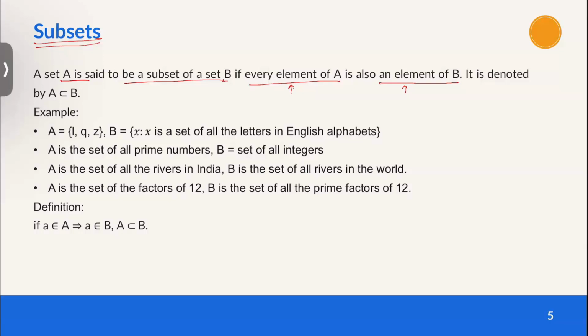First, we'll see how we denote it. We denote A as a subset of B like this. This symbol represents "is a subset of". So here A is a subset of B.